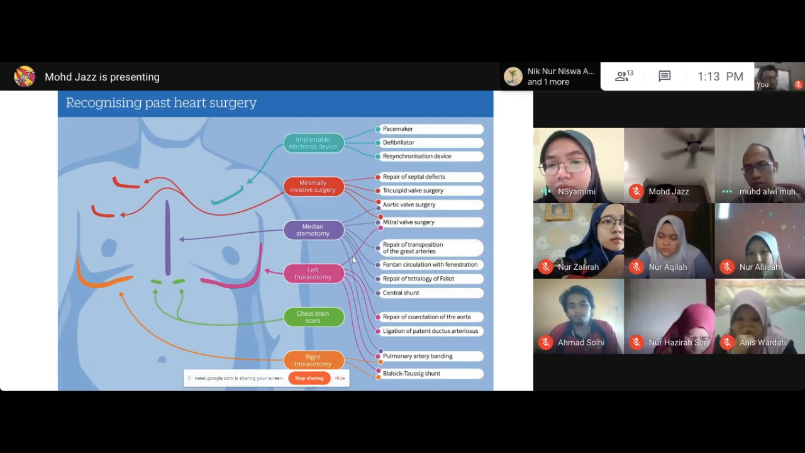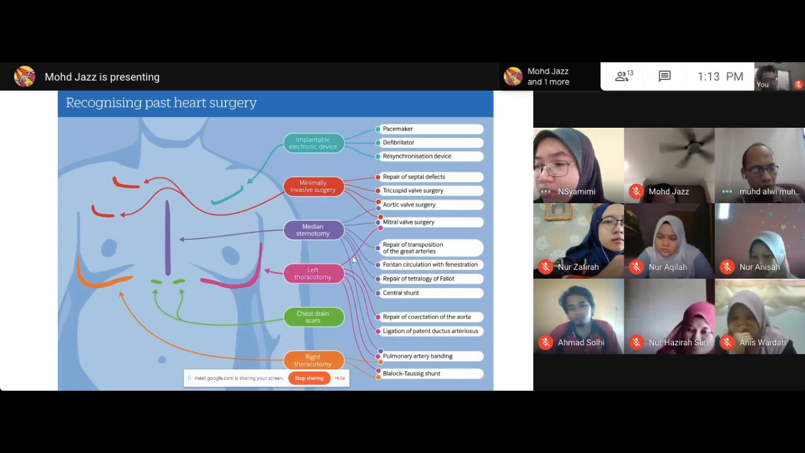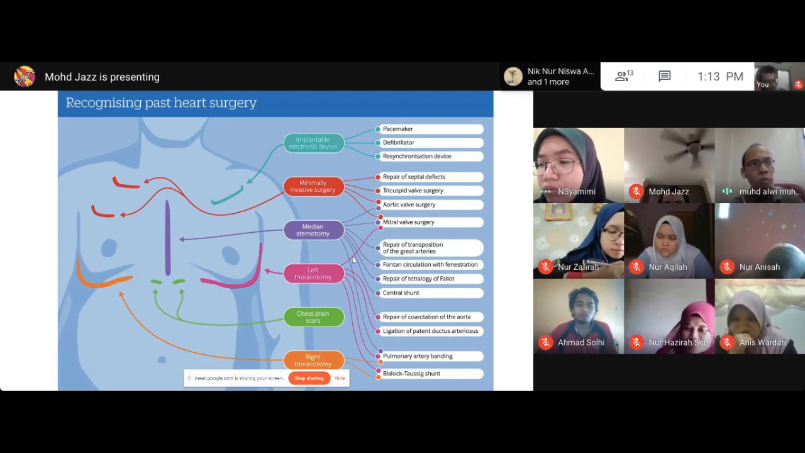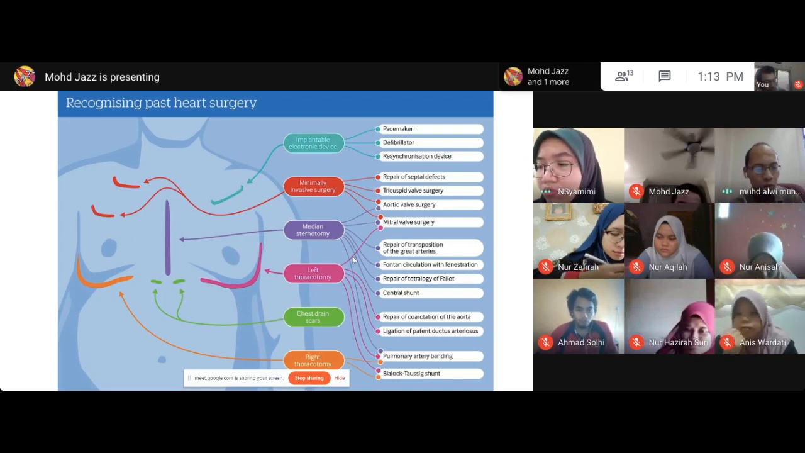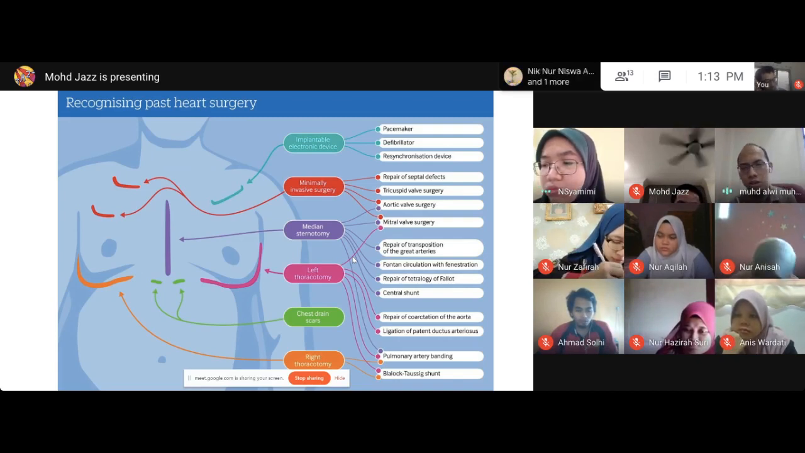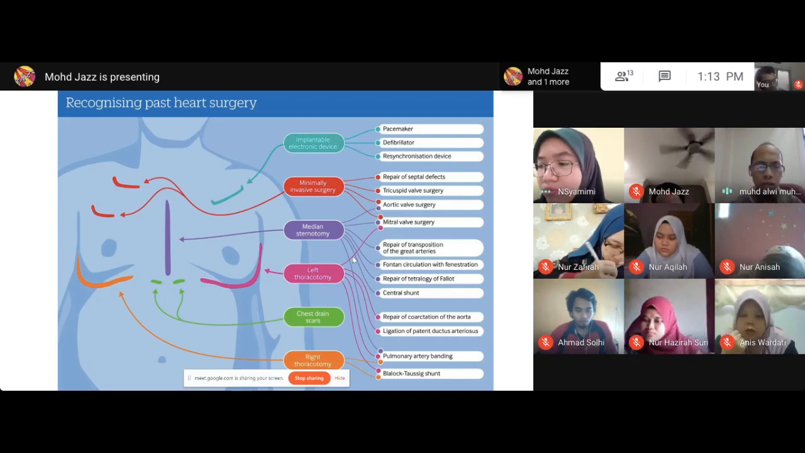So you do PA banding at a very young age. You can also do PA banding in the neonatal period, and give time for the child to grow without failure symptoms. Then after the child achieves like 10 kilos, you can repair the shunt and also the septal defect. And BT shunt is also the same.